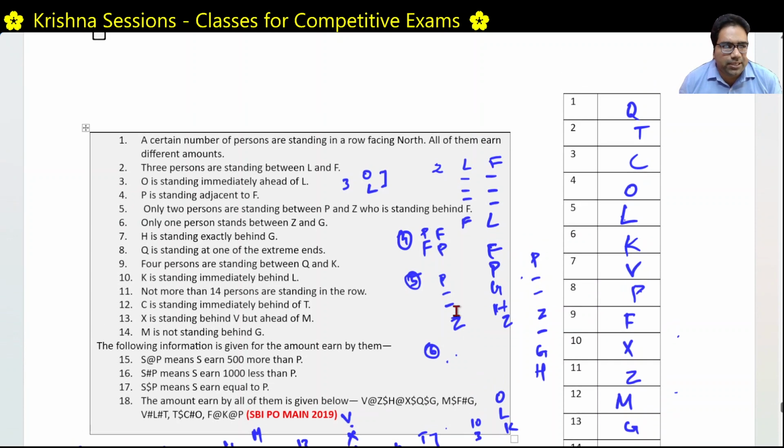About the structure that P and Z are spaced by two positions, and then this kind of structure F, P, G, H, Z. This kind of structure, we should be able to visualize. After that, everything else becomes easy.